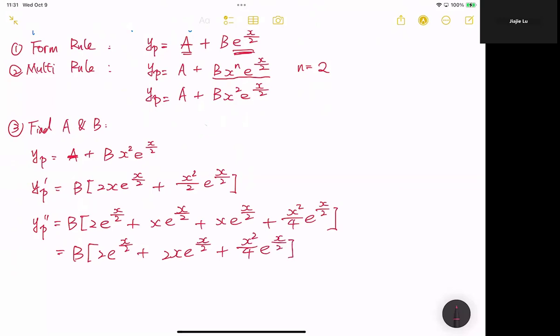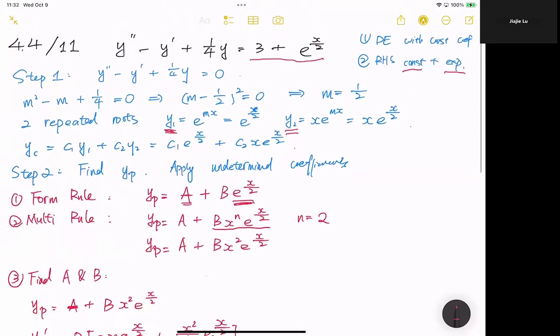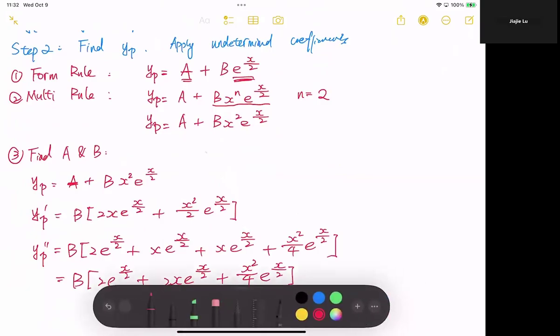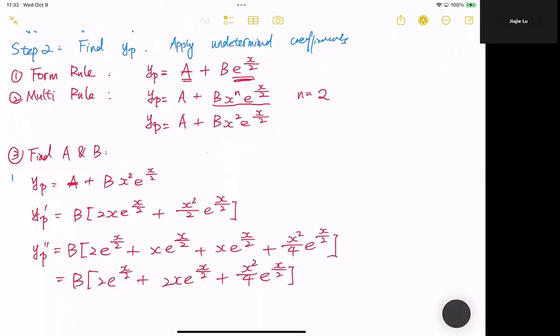Okay, after you figure out your yp prime and yp double prime, next thing you need to do is to determine the coefficient in front of each term. So you see the coefficient in front of y double prime is 1, in front of y prime is -1, in front of your y is a quarter. So in front of your yp, you just write 1 over 4 times it. For yp prime, it's just -1 times it. For yp double prime, it's just 1 times it.